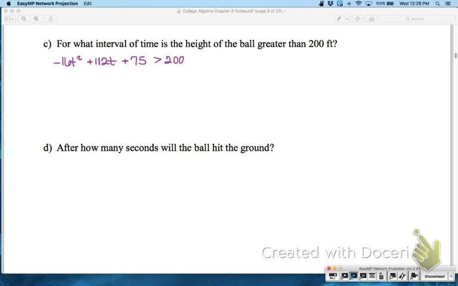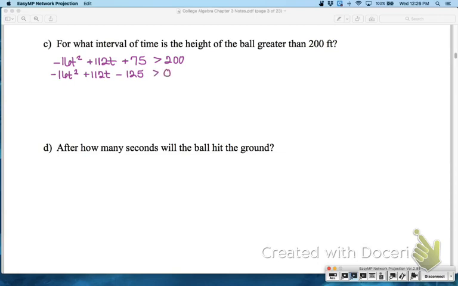So now if we're going to try to solve this, what would be the first thing we need to do to get it set up correctly? Yes, someone said, subtract 200. It's got to be compared to 0. And especially if we're going to use the quadratic formula, which is probably what we'll do here because these numbers aren't very nice, it's got to be equal to 0. So when we subtract 200 from both sides, we get negative 16t squared plus 112t minus 125 is greater than 0.